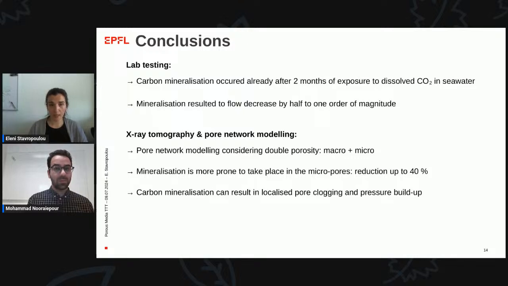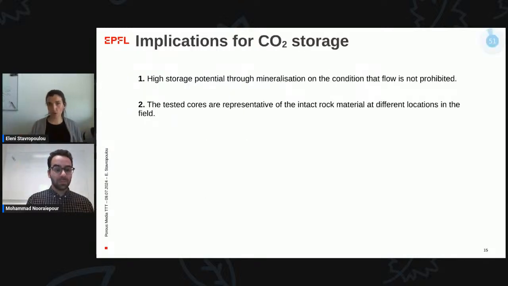So now, if we want to generalize and discuss a little bit larger scale implications for CO2 storage, the first thing that we can deduce from this study is that, first of all, we saw flow reduction already very fast. So there is a high storage potential indeed through mineralization, on the condition, however, that flow is not prohibited.